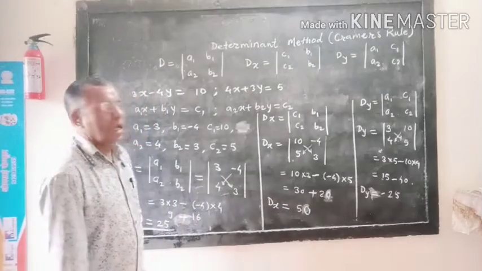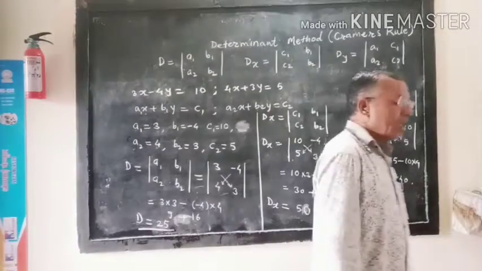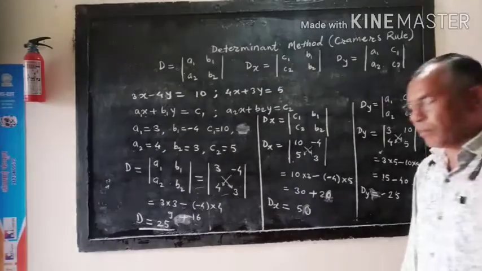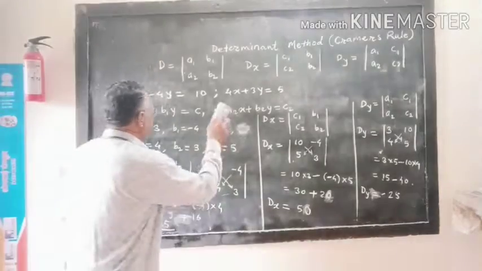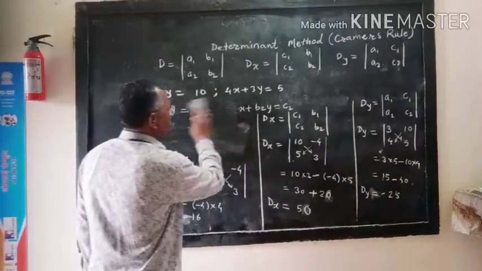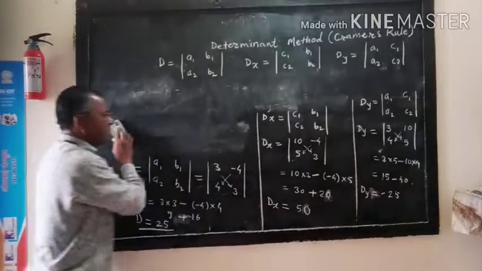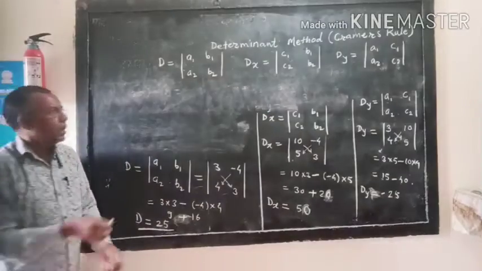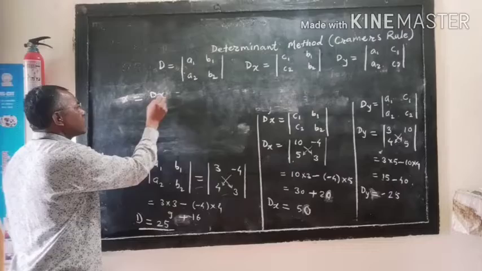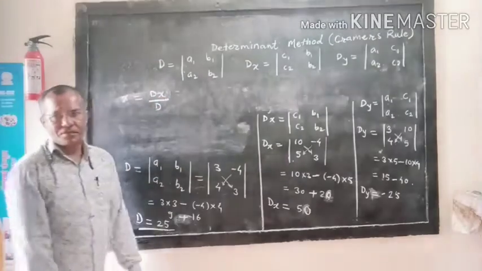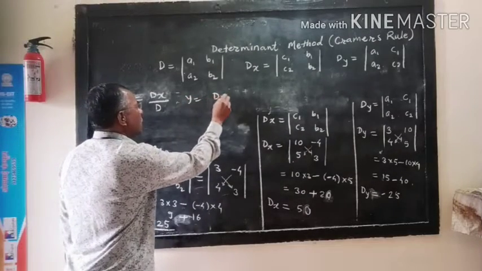Therefore, d of y is equal to minus 25. These are the values, and we have to find the values of x and y. Then how to find the value of x and the value of y? Remember this, x is equal to d of x by d. It is the value of x, and y is equal to d of y by d.